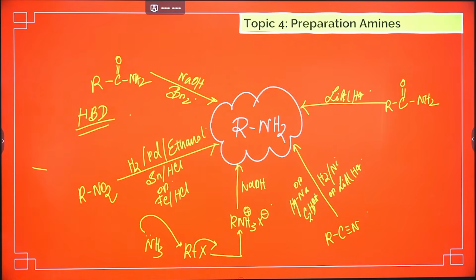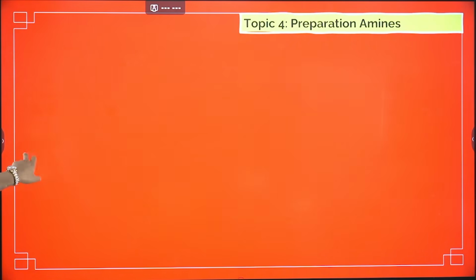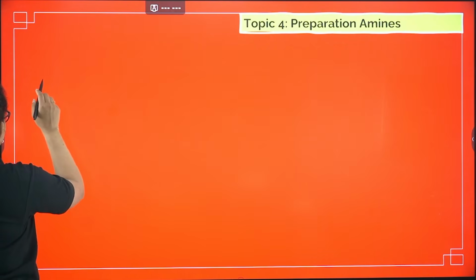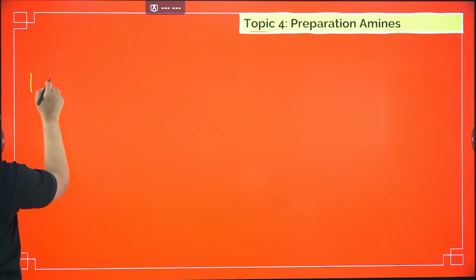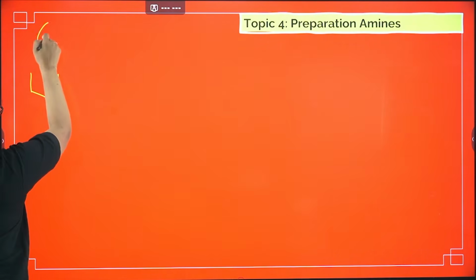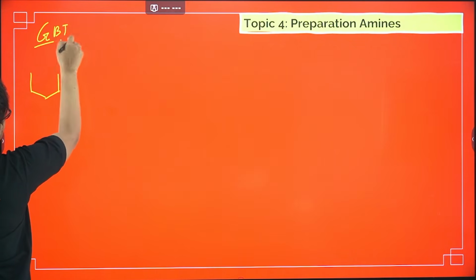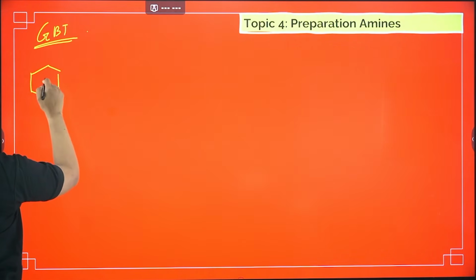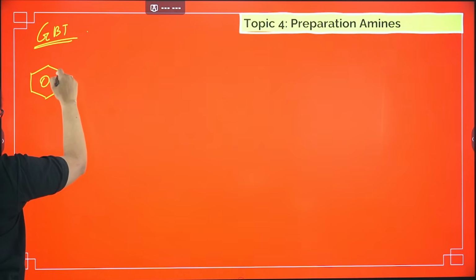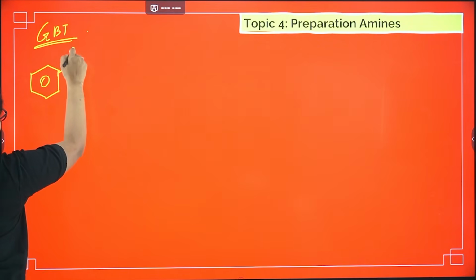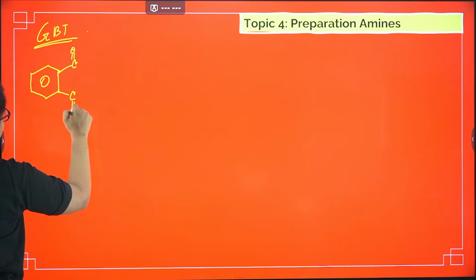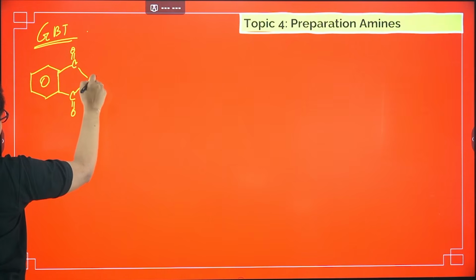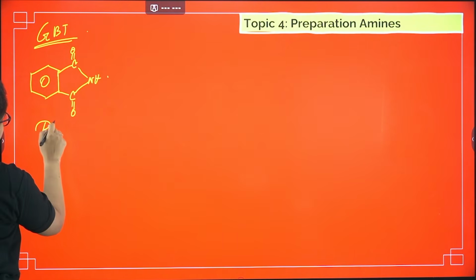One more reaction is there, that is Gabriel phthalimide. So just let's do it. This reaction is important, the mechanism you need to know for this case. So first we will start with the phthalimide. So I am starting with the phthalimide, C double bond O, here C double bond O. Okay, this is your phthalimide.